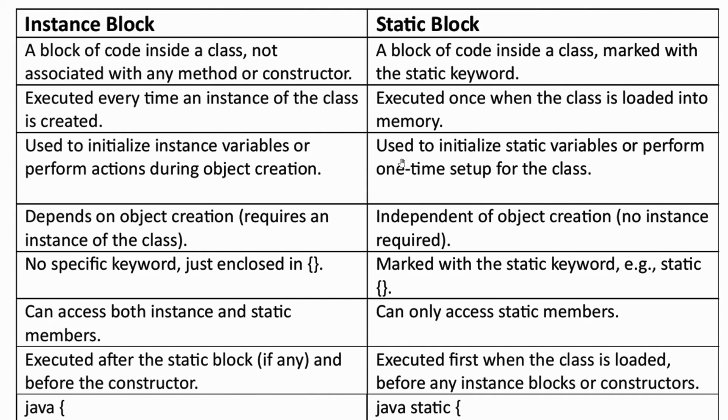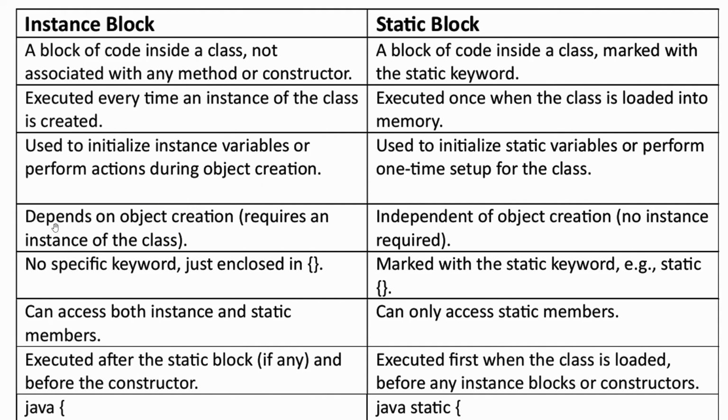Another difference is in this point. An instance block can access static variables as well as non-static variables. But a static block can access only static variables.